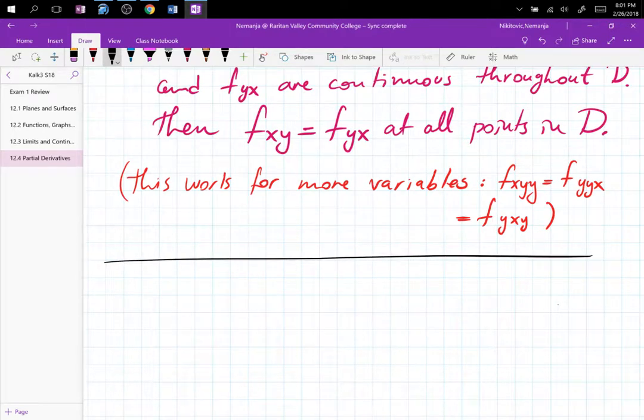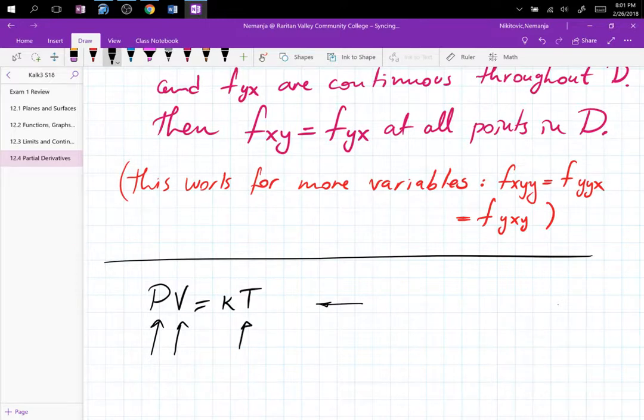Ideal gas law. PV equals nRT, but they call it KT because n times R are constants. Now you can consider this: you have the pressure, volume, and the temperature, and then the constant that connects them. So if you are increasing the pressure and keeping the volume the same, then the temperature increases.